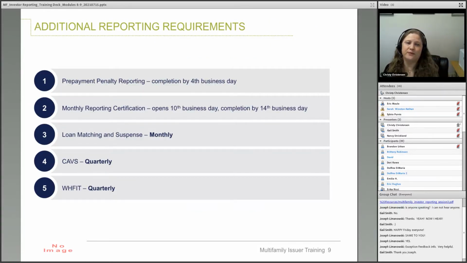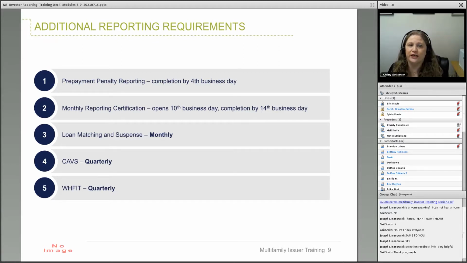Prepayment penalties must be reported by 7 p.m. Eastern Time on the 4th business day. The monthly reporting certification opens on the 10th business day, with the deadline being 7 p.m. Eastern Time on the 14th business day. Loan matching and suspense should be worked monthly. CAVs and WIFIT are reported quarterly.